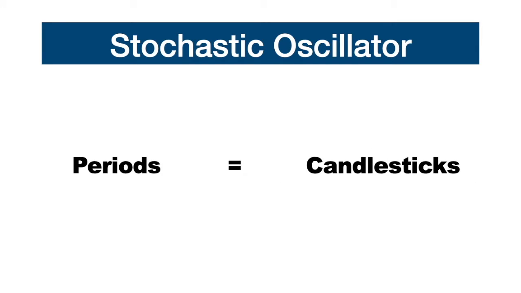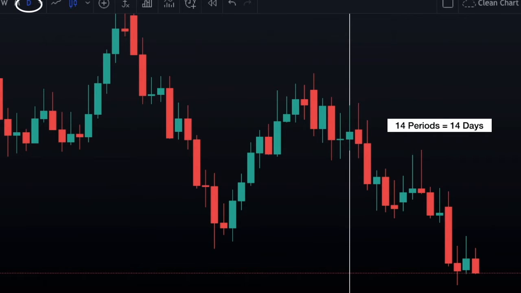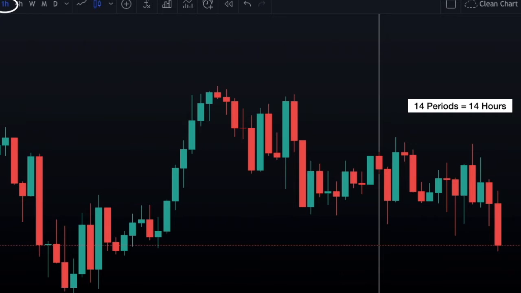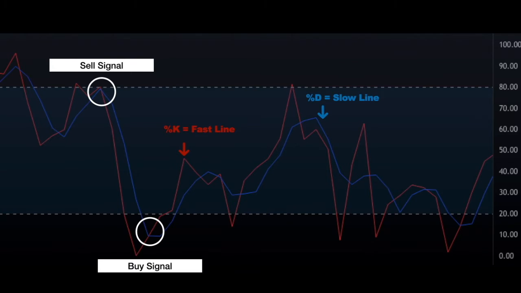The default stochastic period is 14 periods. This means that using the one-day time frame, 14 periods are equivalent to 14 candles of a day, therefore 14 days. On the other hand, using the 1 hour time frame, 14 periods are equivalent to 14 candles of 1 hour, therefore 14 hours. The stochastic oscillator is formed by two lines.